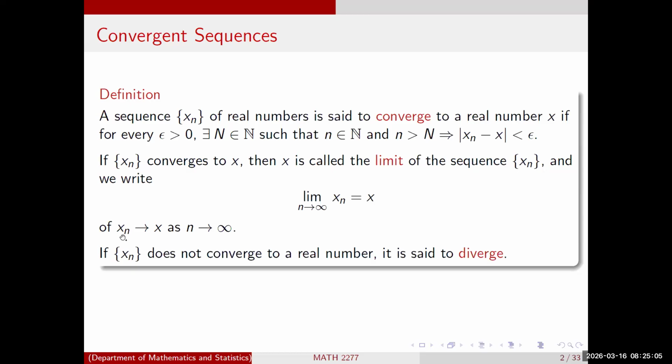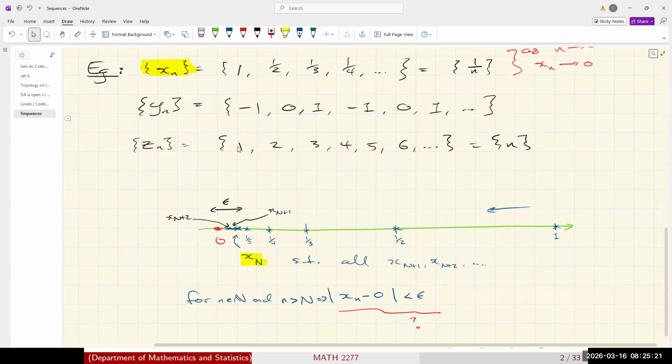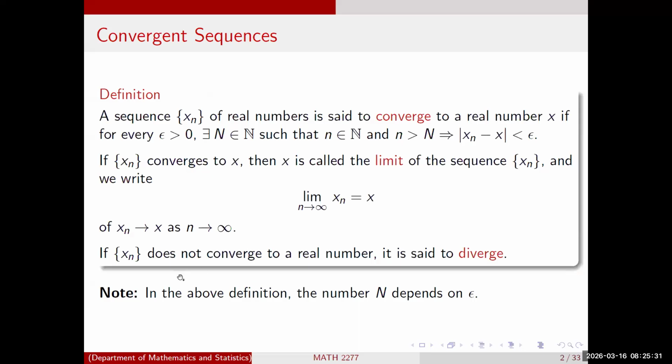Now, many sequences do not converge. In fact, two of the three examples that I wrote at the beginning, yn and zn, these don't converge, right? So many sequences don't converge. If that is the case, we say that the sequence diverges, all right?